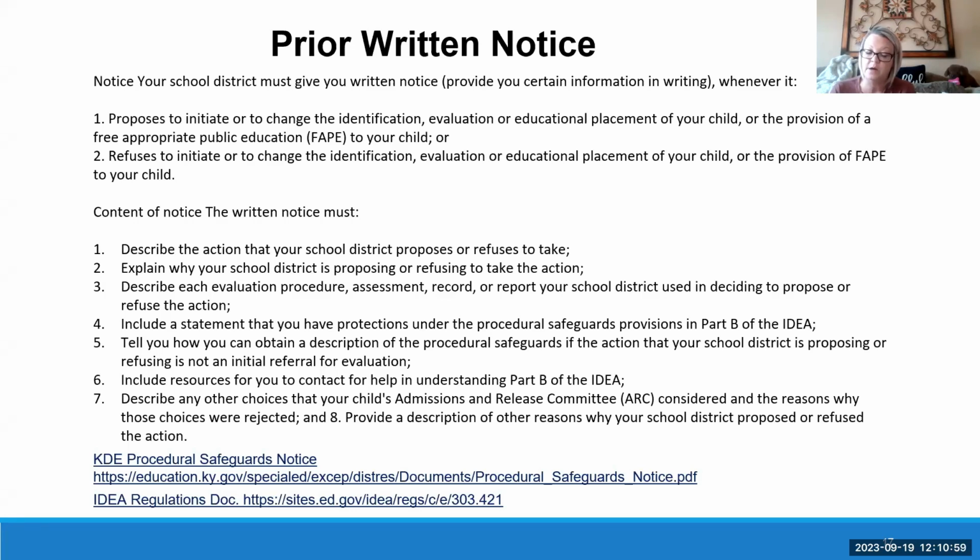The purpose of prior written notice is that it serves as a vehicle of communication between the schools and families. It is very important that parents are always well informed about whatever action the school intends to take or intends not to take about their child. Through prior written notice, the school can ensure that parents are up to date on what it's proposing or refusing to do as early as possible so that the parent can participate in the school's proposed actions or respond to its refusals.